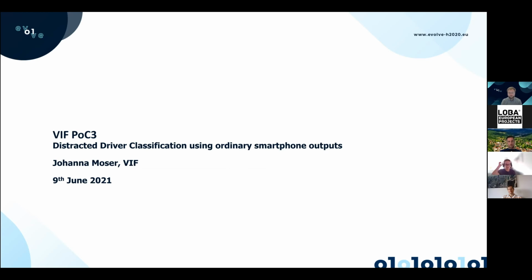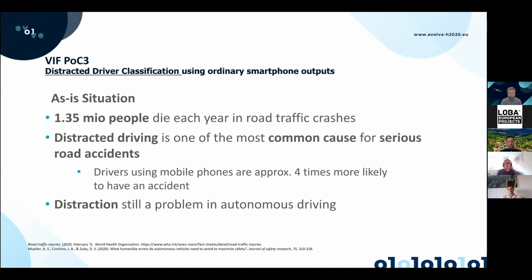But why is detection of distracted drivers that important? Let's have a look. The World Health Organization issued a report on road safety in 2018, and the tragic number that comes up with that report is that each year almost 1.35 million people die in road traffic crashes. And one of the most common causes for serious road accidents is distracted driving. Just to pick one distraction type, using a mobile phone makes a driver approximately 4 times more likely to have an accident. And the thing is, distracted drivers will still be a problem in autonomous driving in the future.